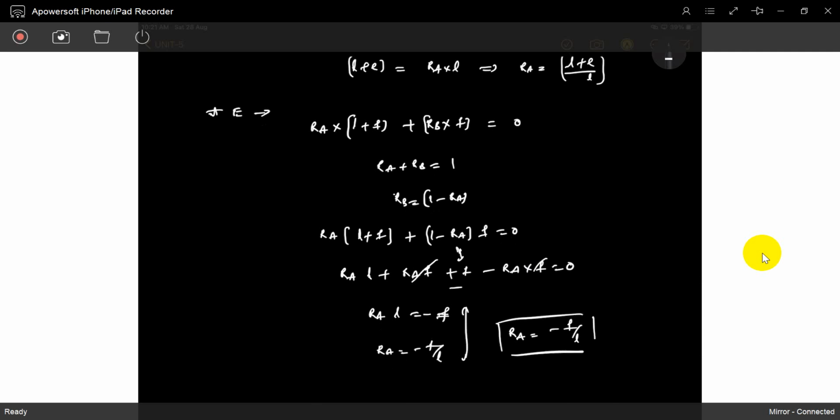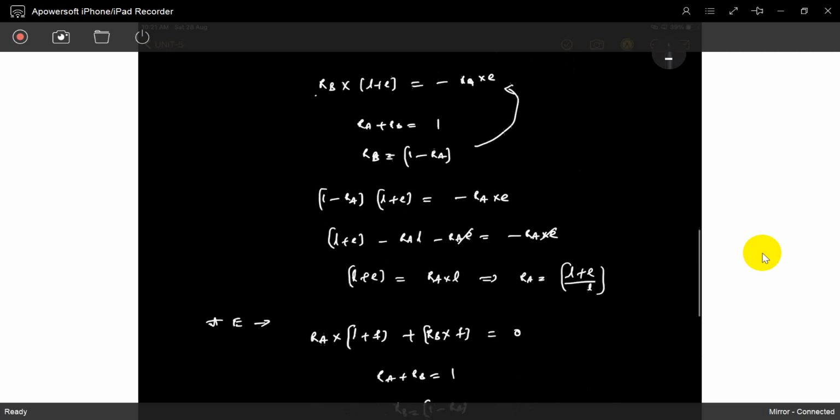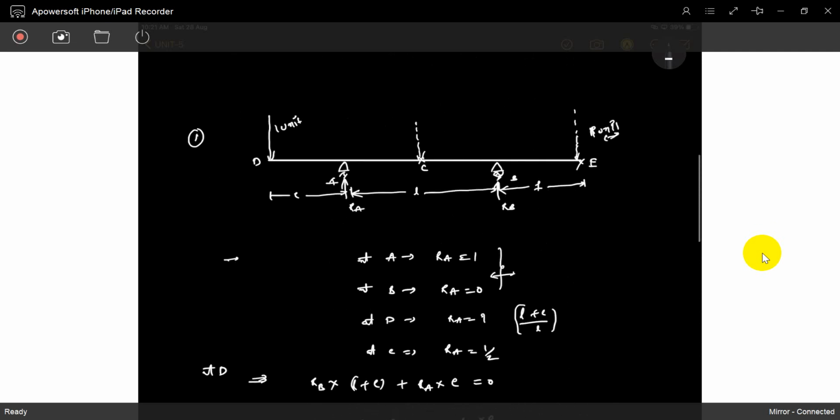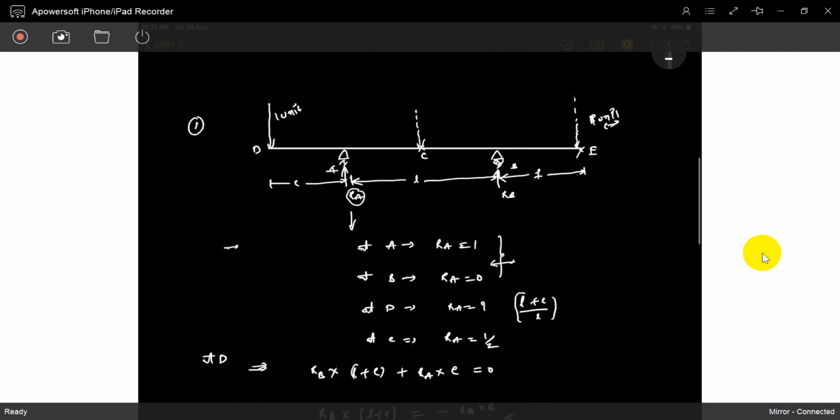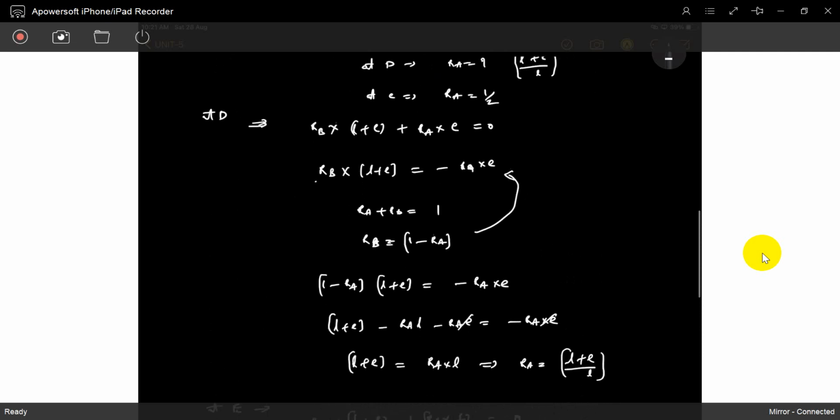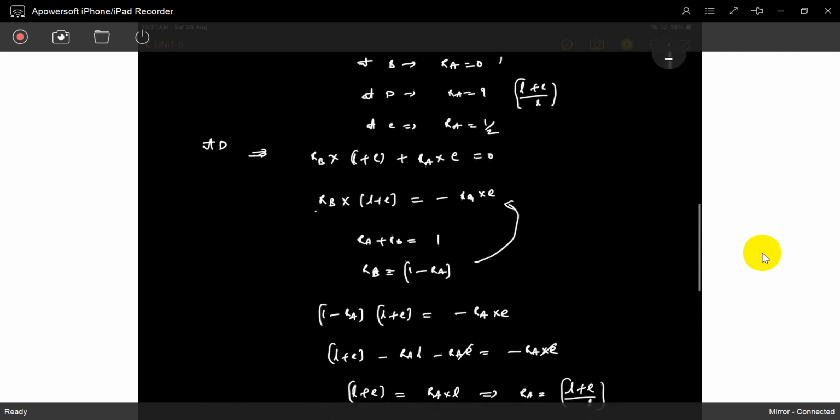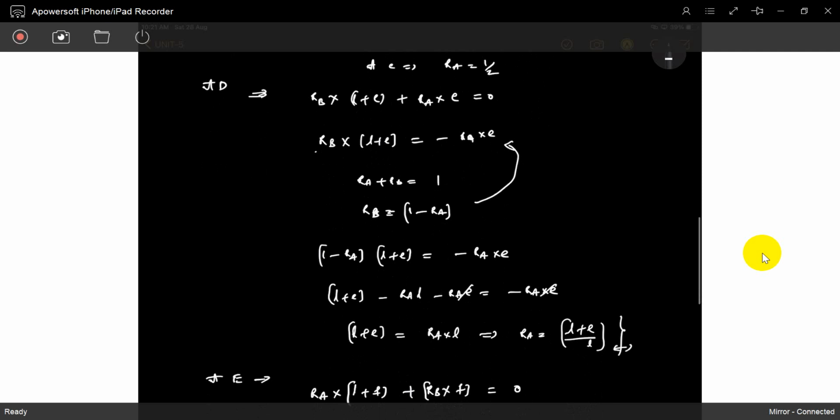Understood? That's it. It is in the opposite direction. That means RA is not in this direction; it will come to the bottom. Overhanging beam, you already solved previously in strength of materials. Just observe it. You can also find the same in RB also, no need to draw again for RB.